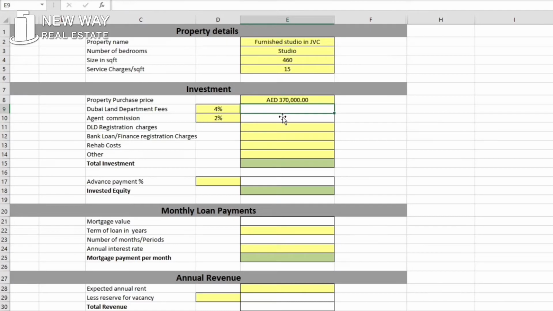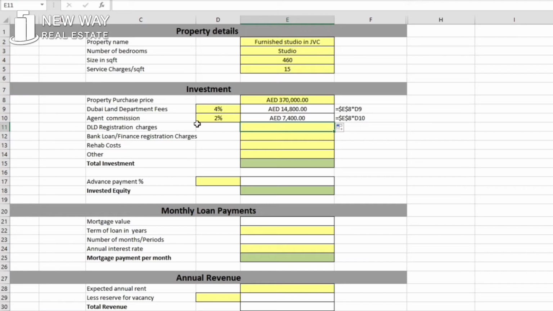To calculate these, we just type in equals. We select the property purchase price field. We fix that by pressing F4 and multiplying it by the percentage. Now, if you're wondering what's happening here, I'm using the formula text function in order to display the formulas while I type them in. The agent commission, we just drag it down. Voila.